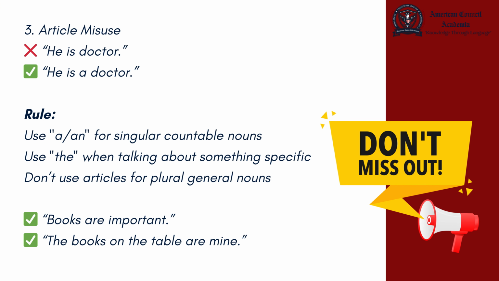Number 3. Article misuse. Another band killer, missing or wrong articles. "He is doctor." "He is a doctor." Quick rule tip. Use a or an for singular countable nouns. Use the when talking about something specific. Don't use articles for plural general nouns. Books are important. The books on the table are mine.